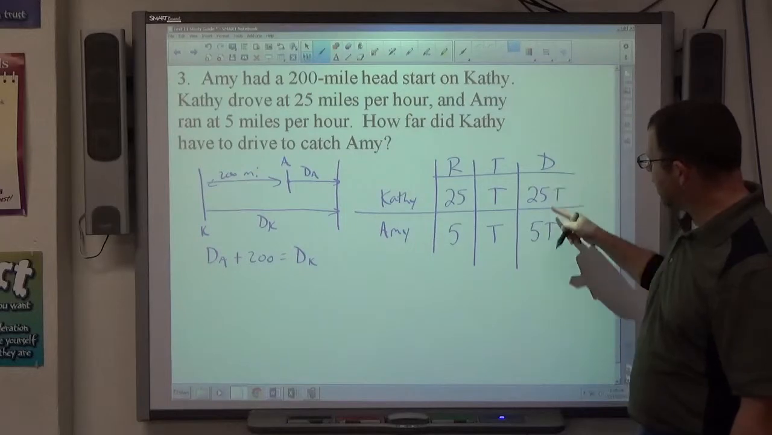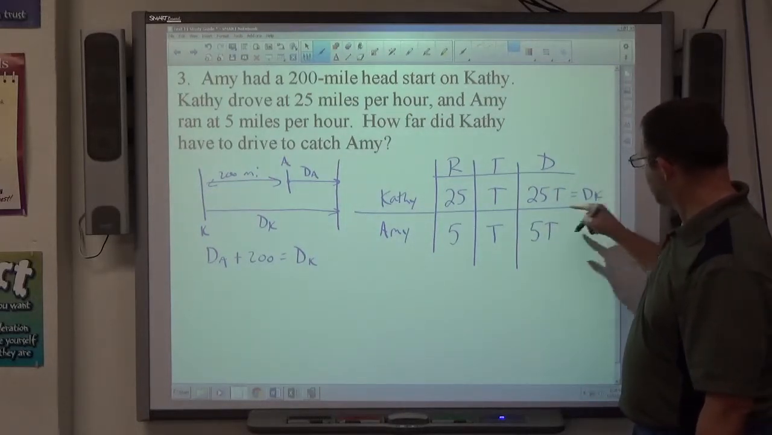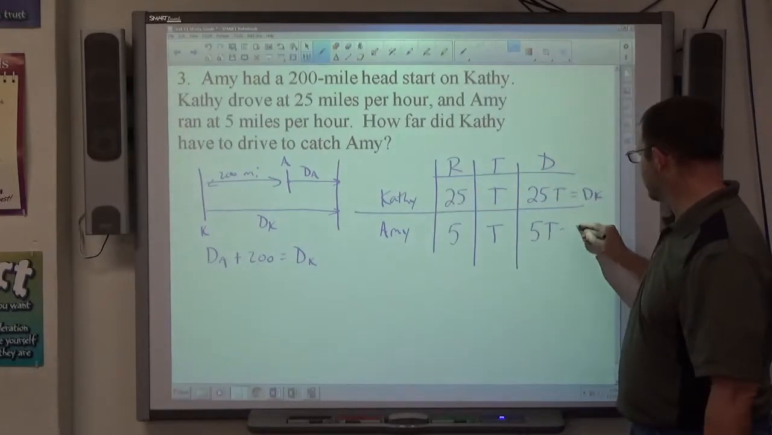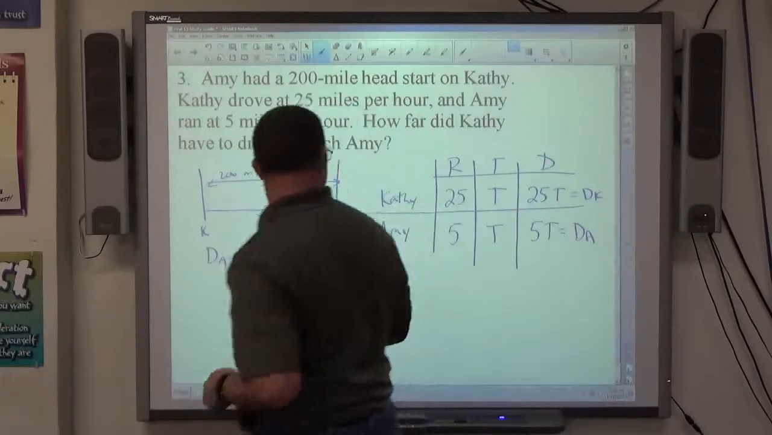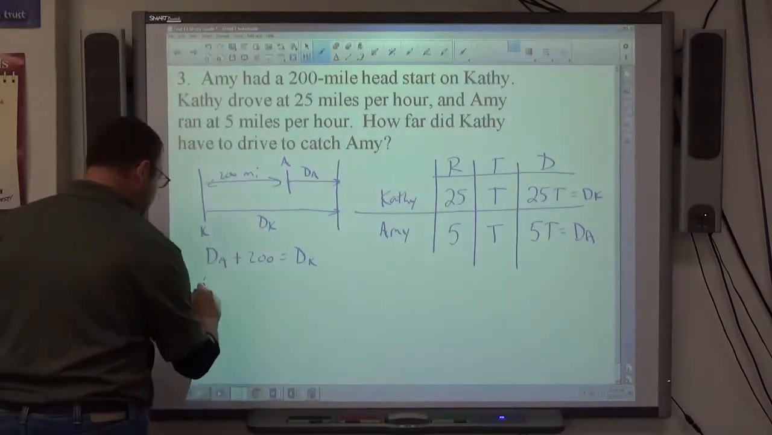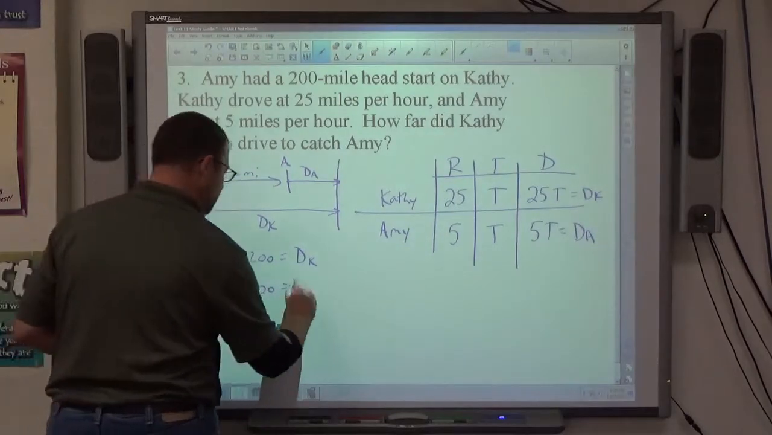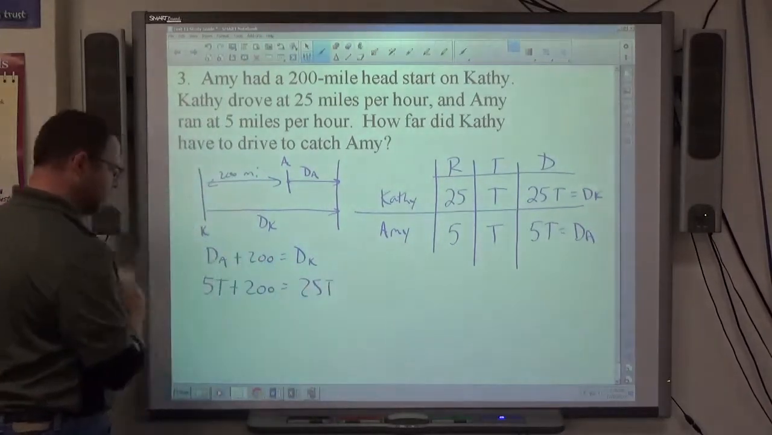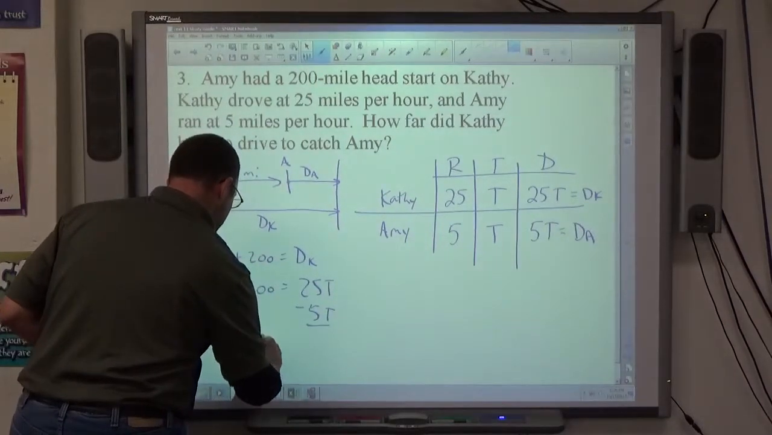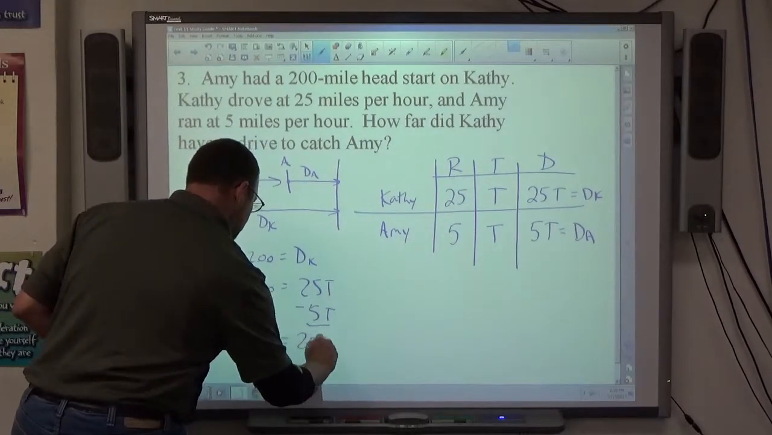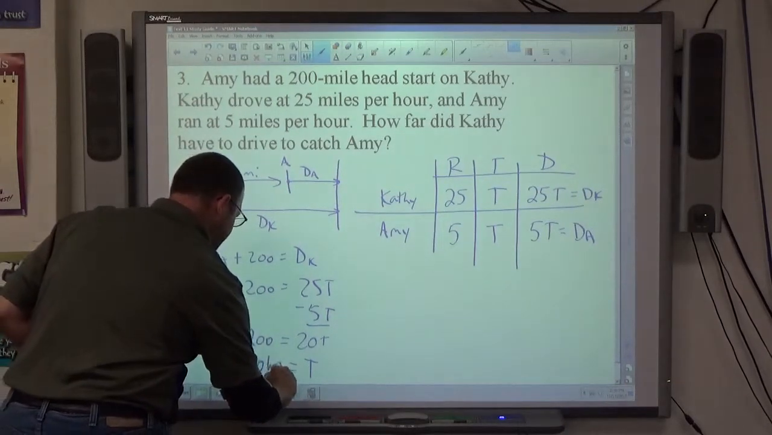And once I get these distances, this is d sub k, because it's in the Kathy row under distance. This is d sub a, because it's in the Amy row under distance. I come back over here, put those things in. Amy's distance 5t plus 200 equals Kathy's distance 25t. We simply solve for t now. That gets me 200 is equal to 20t, which means t is equal to 10 hours.